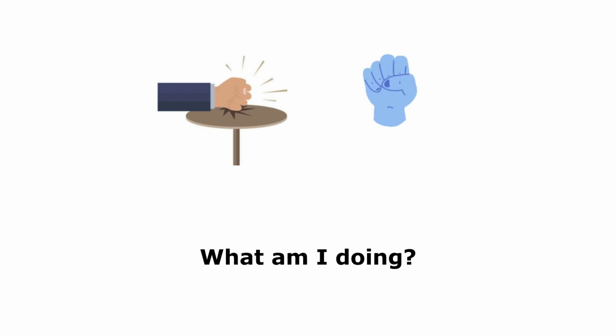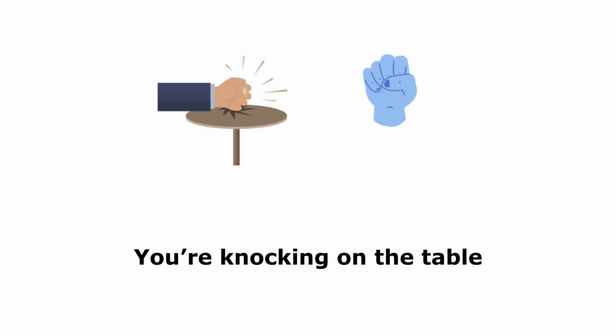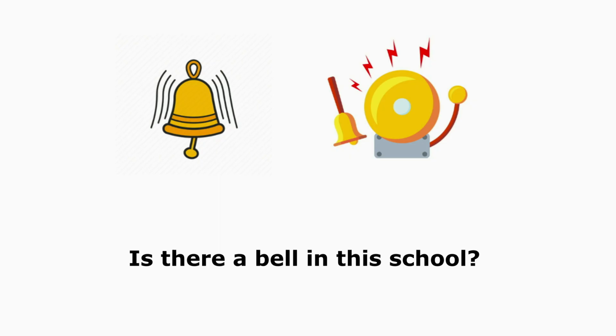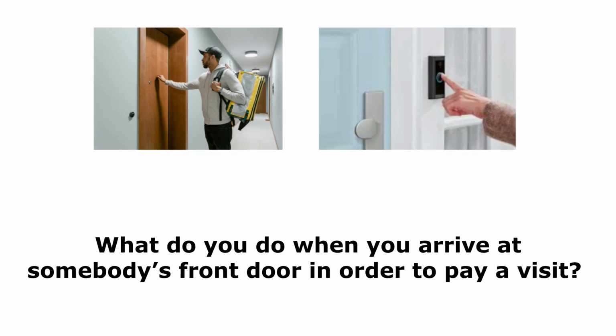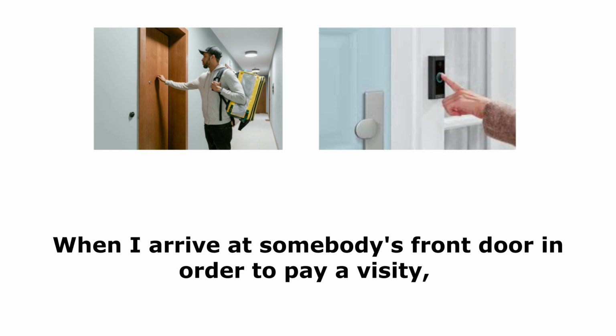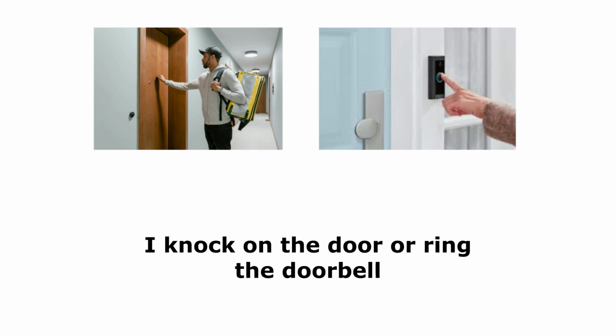Bell, knock, pay a visit, ring. What am I doing? You're knocking on the table. Is there a bell in this school? Yes, there's a bell in this school. What do you do when you arrive at somebody's front door in order to pay a visit? When I arrive at somebody's front door in order to pay a visit, I knock on the door or ring the doorbell.